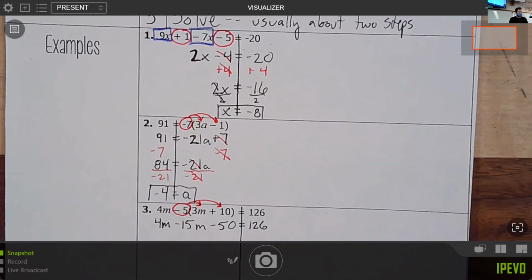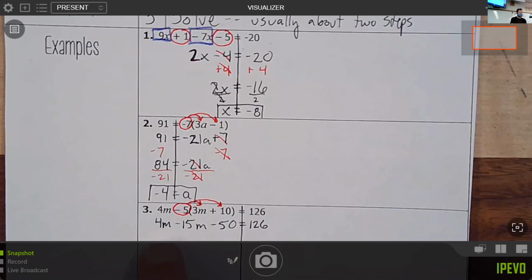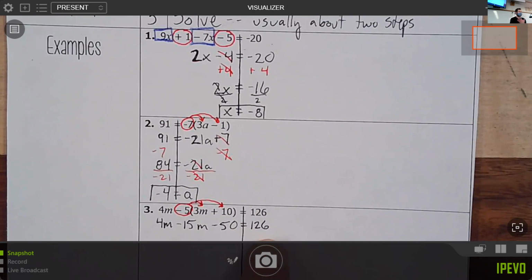So after we distribute, we get 4m minus 15m minus 50 equals 126. And then we look at step 2 once we have that. Are there any like terms that can be combined? Remember that when you combine like terms, it's always going to be on the side that has multiple terms. So 126 over here, can't do anything about that. But on this side, is there anything that we can put together to combine as like terms? Meaning, are there multiple regular numbers or are there multiple things with m?